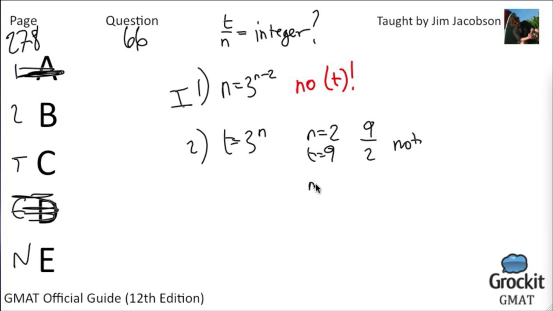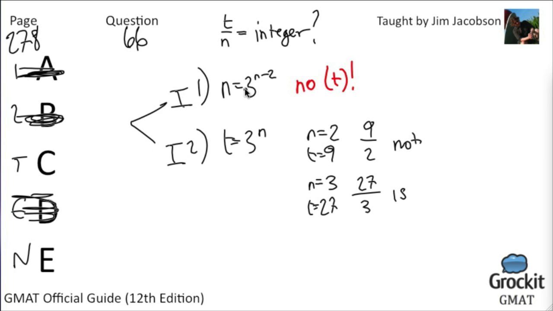If n equals 3, then we're going to get 3 to the third power. t equals 27. 27 divided by 3 is an integer. So this is a sometimes yes, sometimes no situation. So statement 2 is definitely not sufficient on its own, and we can cross off B.